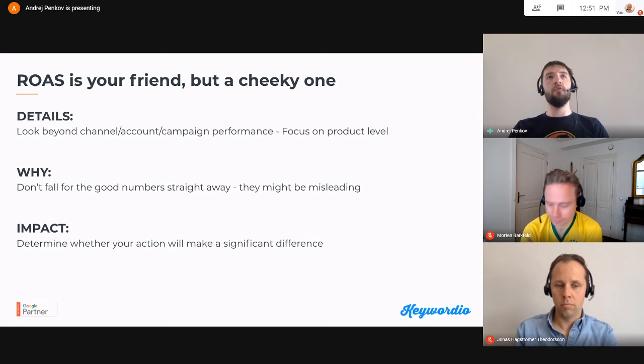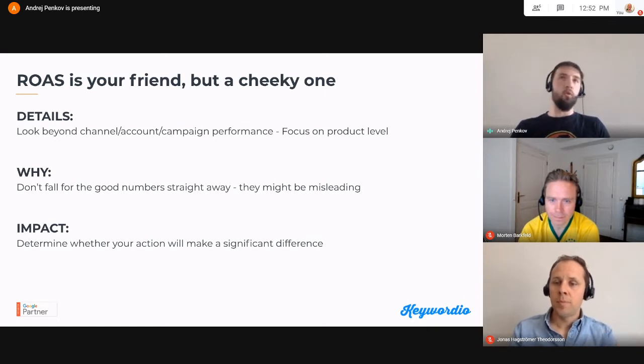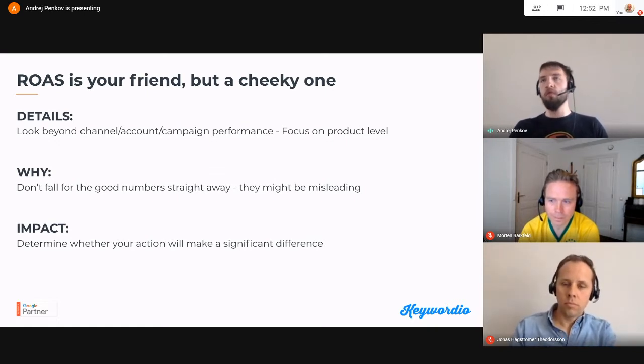You do have to go into a fair amount of detail, go beyond channel, beyond account, beyond campaign, and drill down into the keyword level, just like Morten demonstrated. Maybe have a look at your ad copy as well. And if you're running Google Shopping, then you have to focus on the product level there as well. And I'm going to show you why that is important and how we at Keywordeo do that.